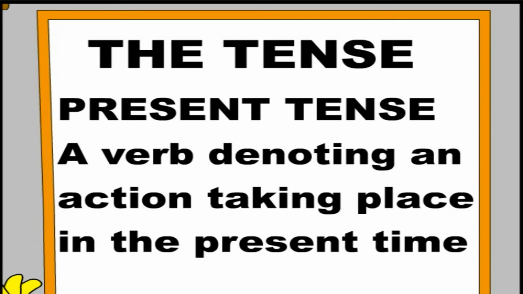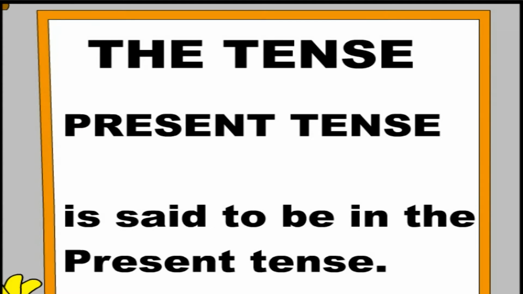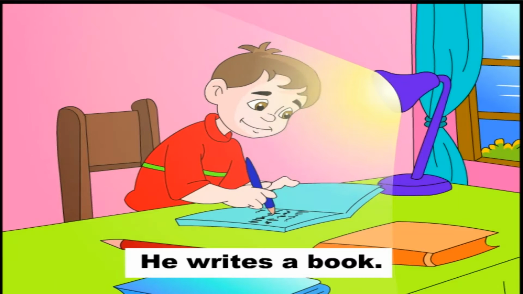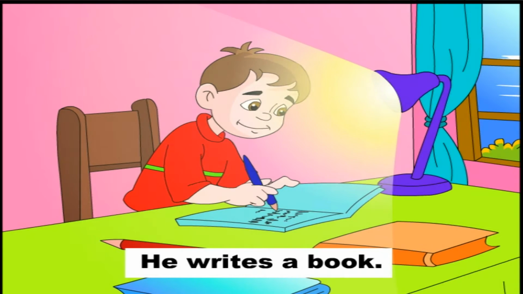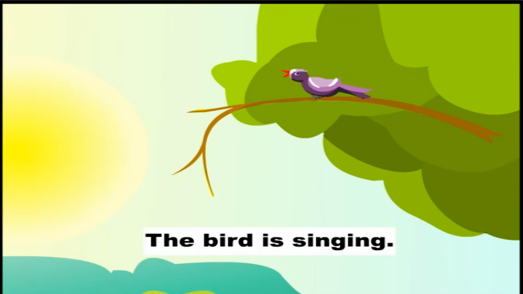Present tense: a verb denoting an action taking place in the present time is said to be in the present tense. Example: He writes a book. The bird is singing.